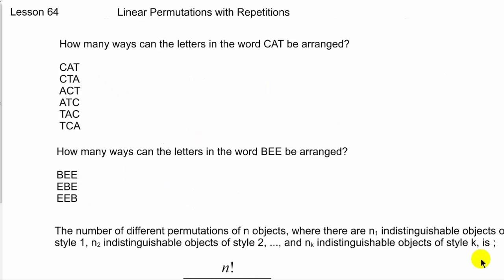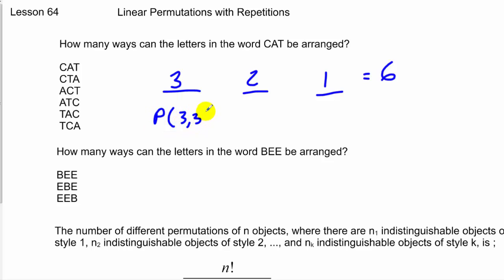We want to know how many ways we can arrange the letters in the word cat, and we can do this in an intuitive way. We have 3 letters to place in 3 different spots, and in this case we could have 3 choices for our first spot, 2 choices for our second, 1 choice for our third, for a total of 6 different ways, and I've listed them all over here. Again, you can calculate that using P33. You'll get the same thing.